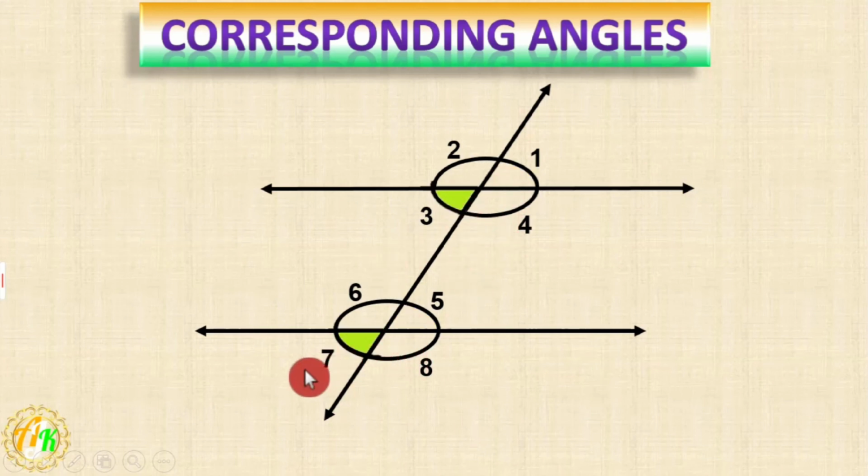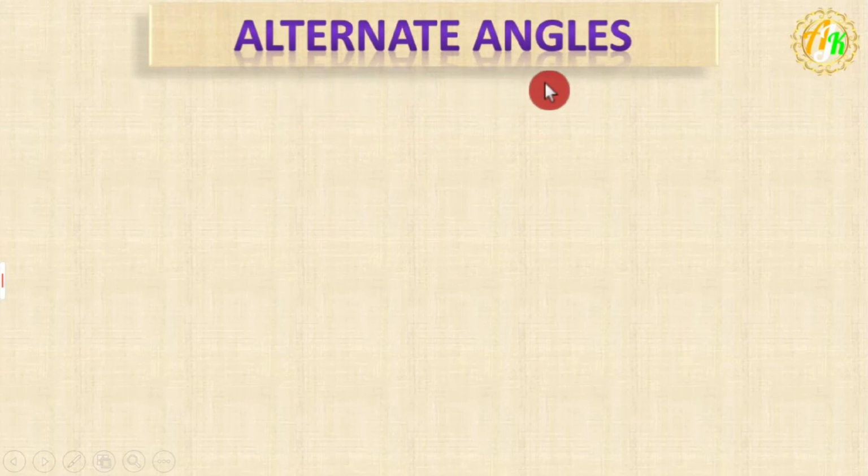Similarly, angle 3 and angle 7 are corresponding angles as they lie on the same sides of the transversal line as well as the same sides of the parallel lines. Similarly, angle 2 and angle 6 are equal and they are corresponding angles, and angle 4 and angle 8 are corresponding angles.